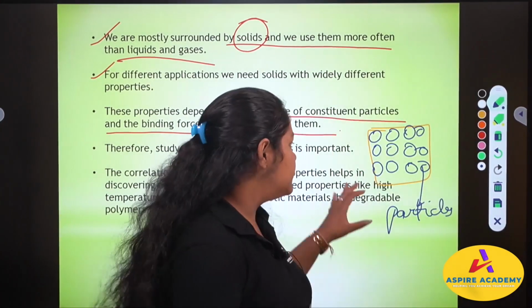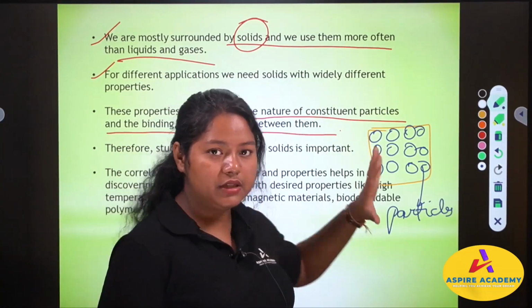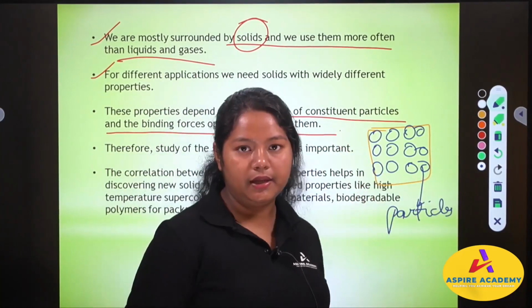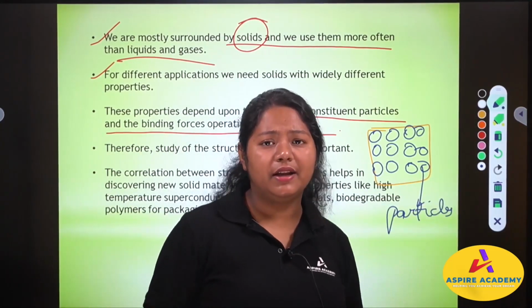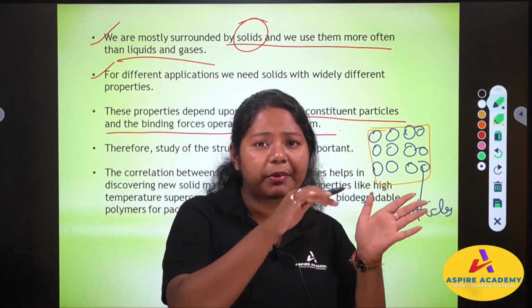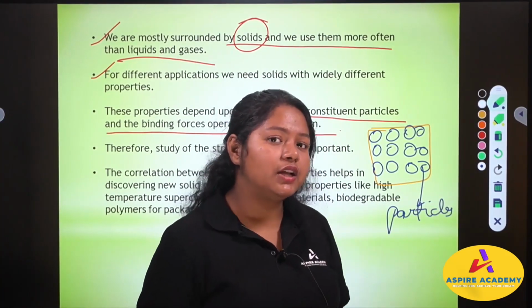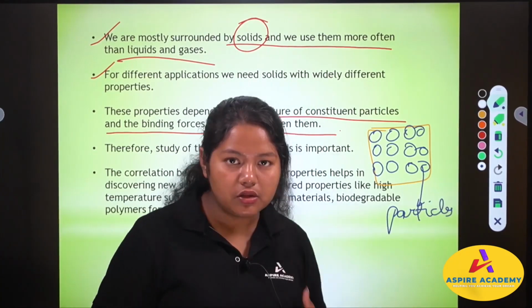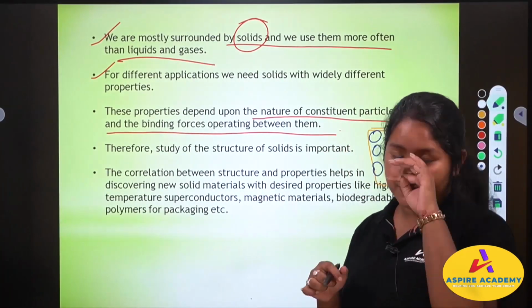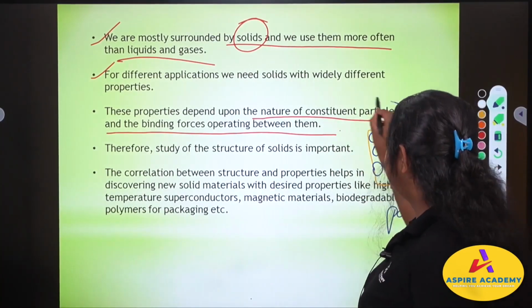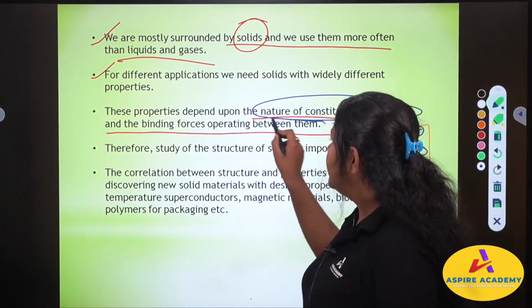Obviously, how these particles are arranged, how they are behaving, everything of the solid depends on this particular thing, right? So if the particles are very far away, or they are arranged randomly, or they are arranged in a particular way, correct? These things can change the overall property of a solid. So the solid properties depend upon the nature of constituent particles and the force operating between them.